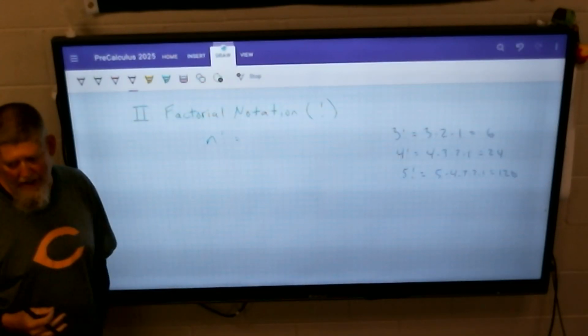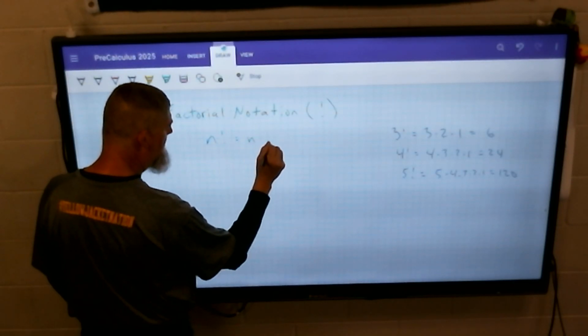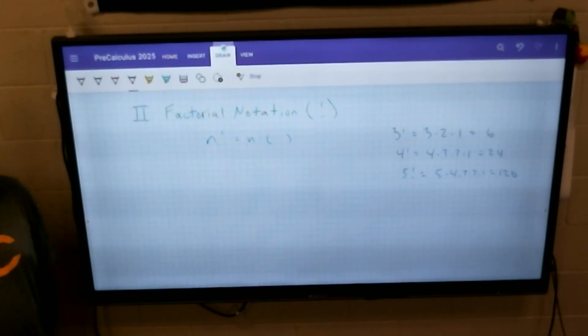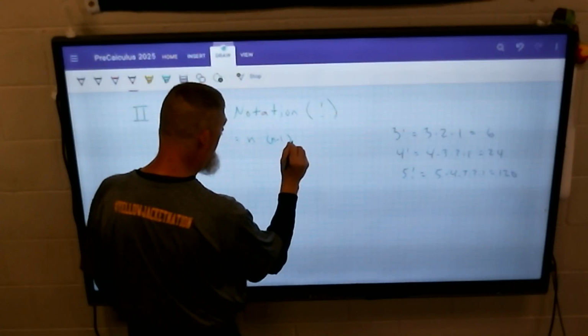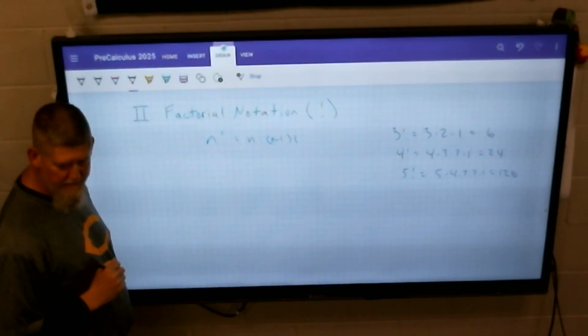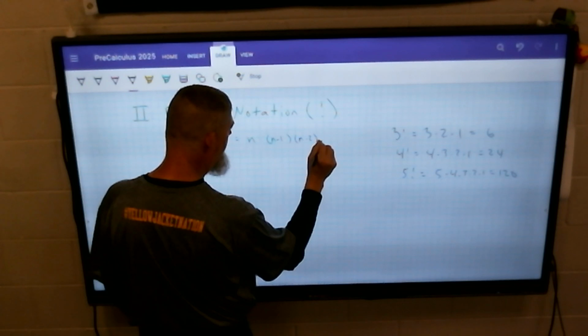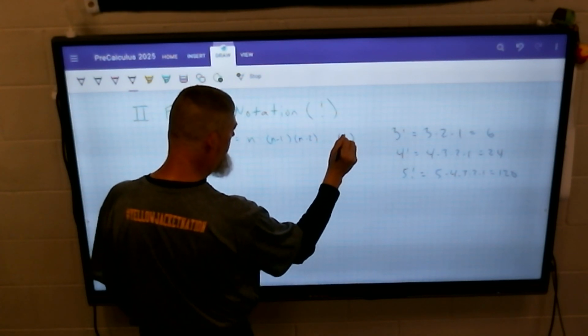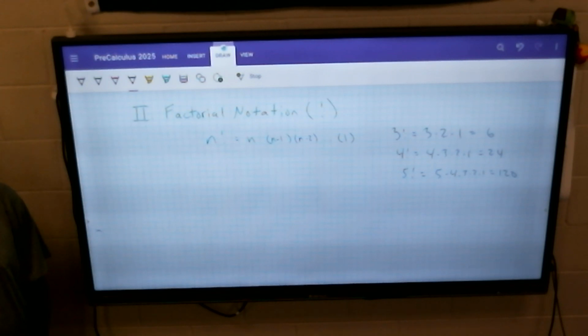So what would n factorial be? Well, it's going to be n times, what's the number right before n? n minus 1. Times n minus 2. You get the idea? All the way down to 1. So that's what factorial means.